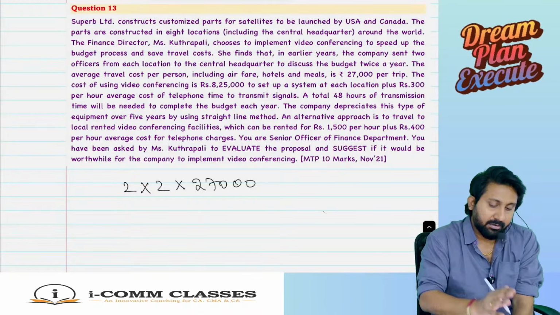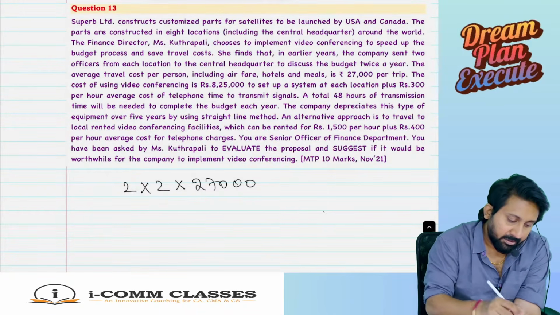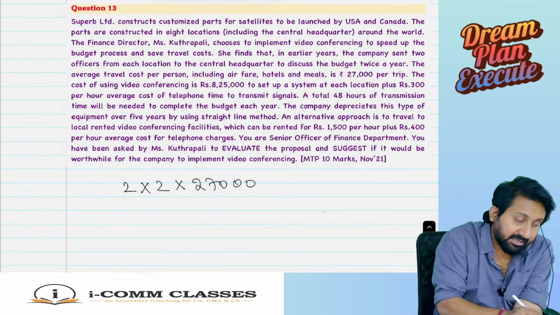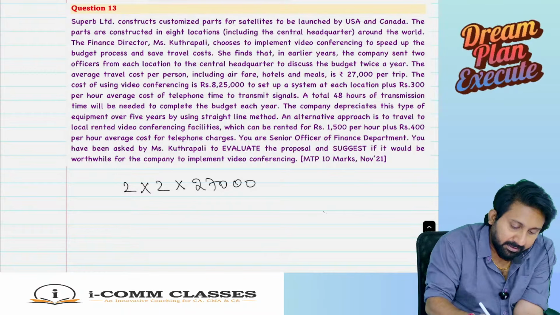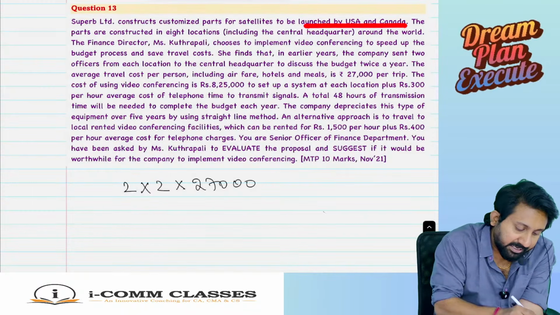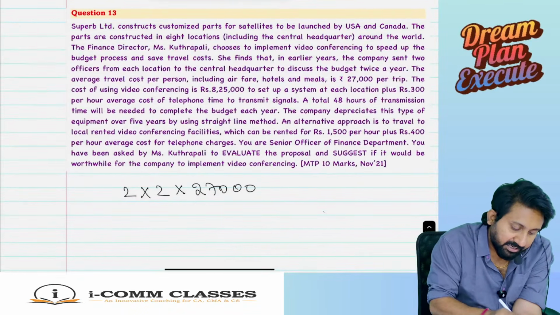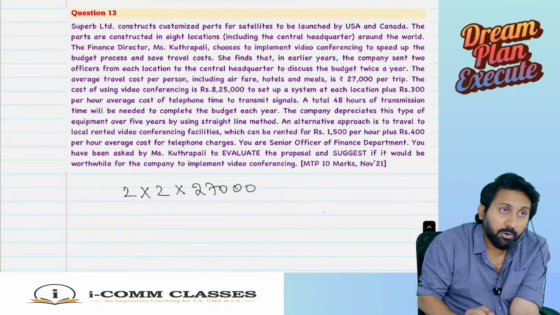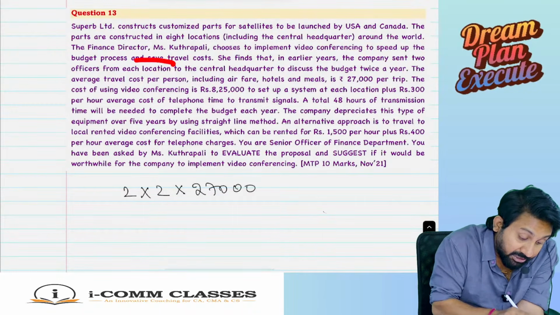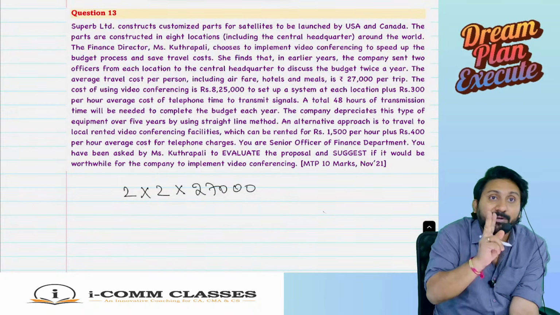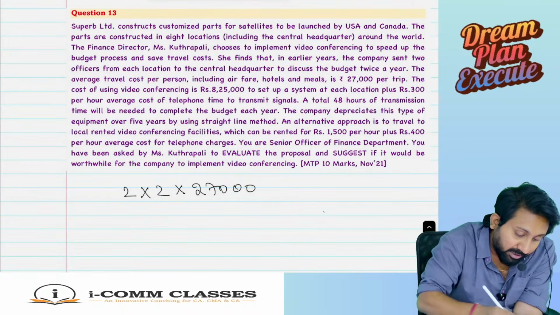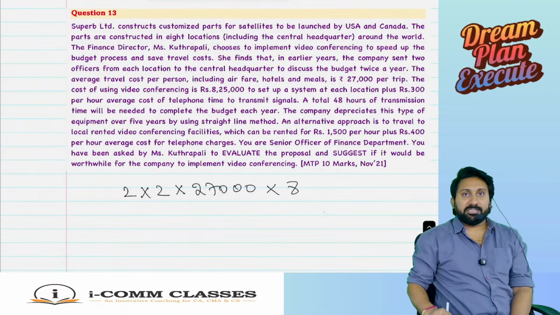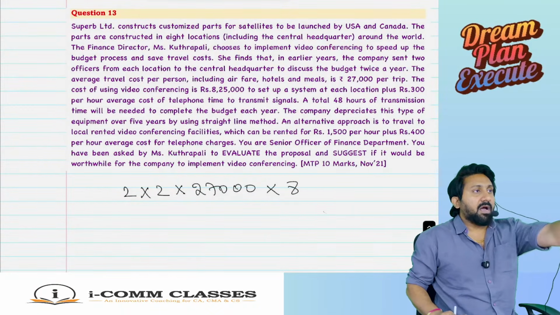First of all, see here. They said some data. They will be launching satellites in US and Canada. Parts are constructed in how many locations? Each location, 2 people will go. Like that, how many locations are there? 8 locations.